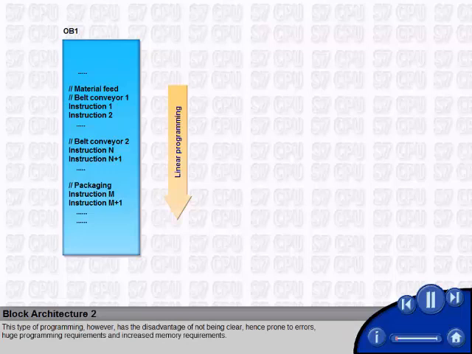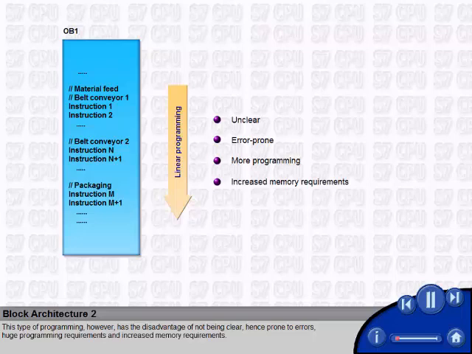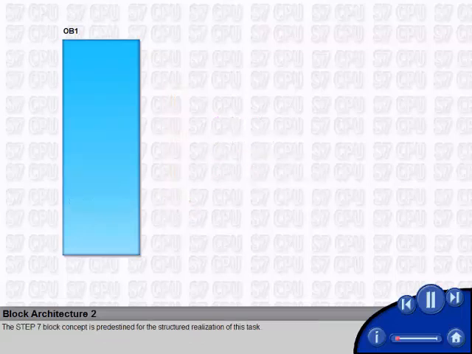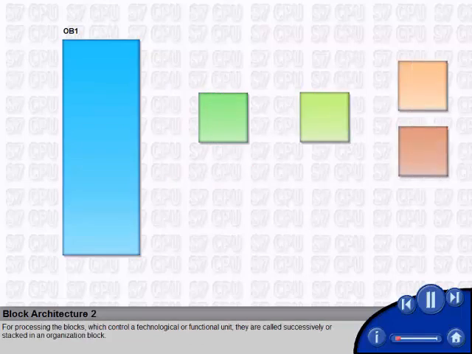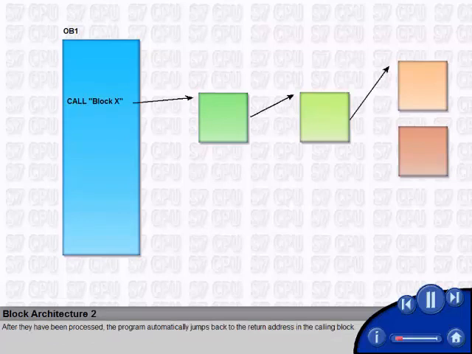This type of programming, however, has the disadvantage of not being clear, hence prone to errors, huge programming requirements, and increased memory requirements. The Step 7 block concept is predestined for the structured realization of this task. For processing the blocks, which control a technological or functional unit, they are called successively or stacked in an organization block. After they have been processed, the program automatically jumps back to the return address in the calling block.